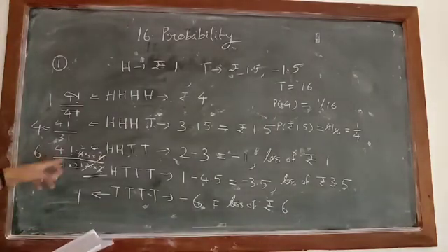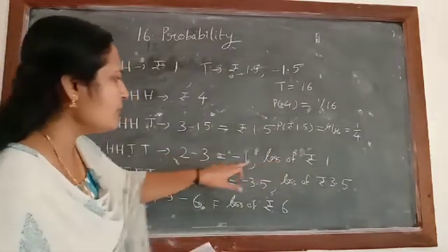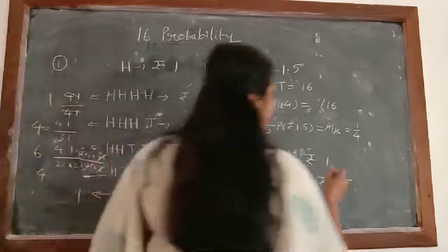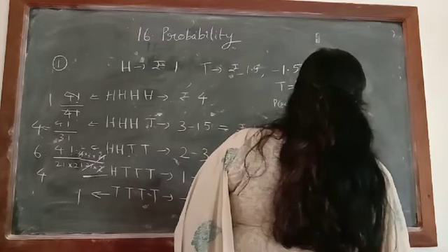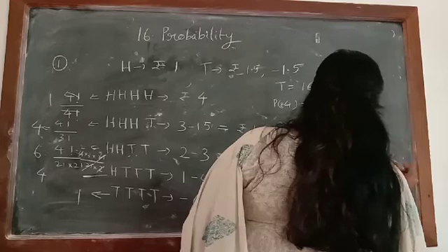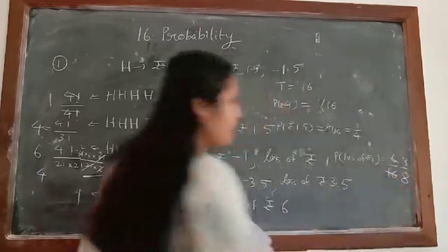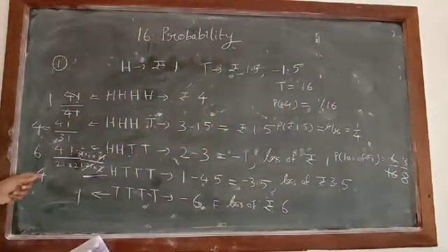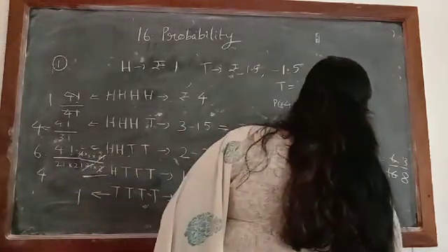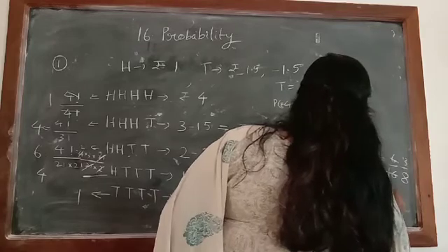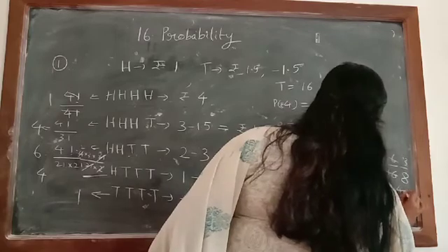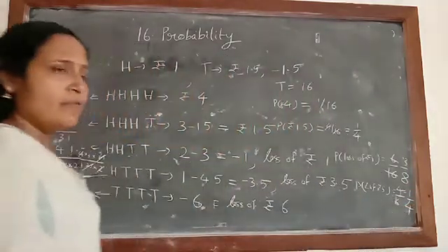Then next, probability of having a loss of rupees 1. How many times do we have that one? 6 times. So probability of loss of rupees 1 is equal to 6 by 16, which will be equal to 3 by 8. Then next is the probability of loss of rupees 3.5. How many times? 4 times. So it will be equal to 4 by 16, which is equal to 1 by 4.